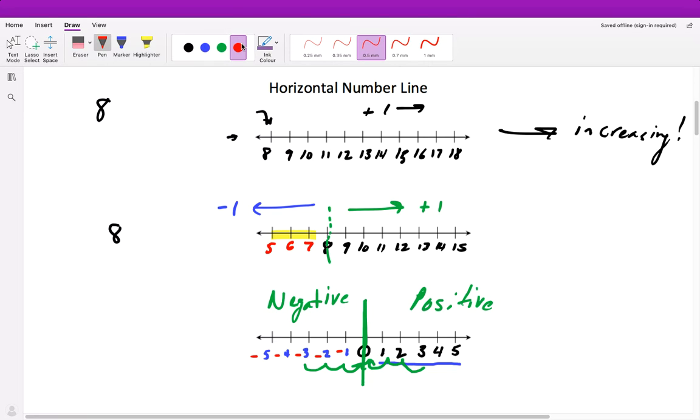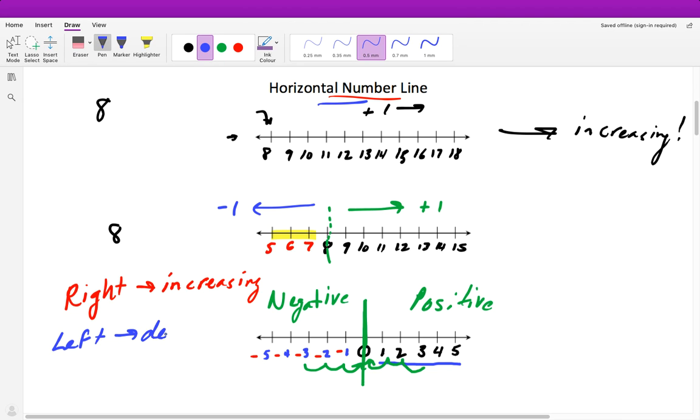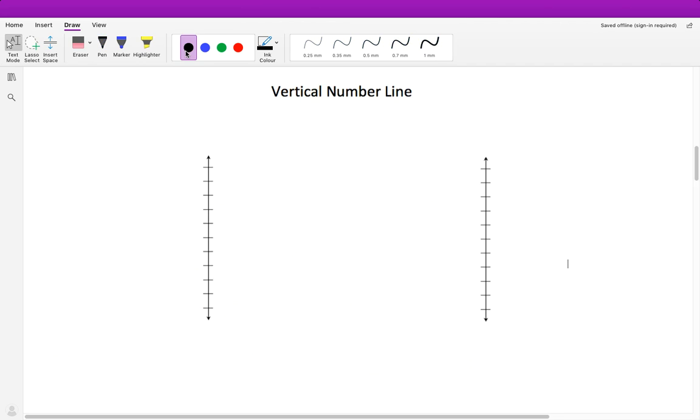All right, so some of the things that we need to know for this is as we move to the right in our horizontal number line, we are increasing in value. And as we move to the left in our horizontal number line, we are decreasing in value. Right? These are key things that you must know in regards to your number line. All right, so now the next type of number line that we can actually have is a vertical number line.